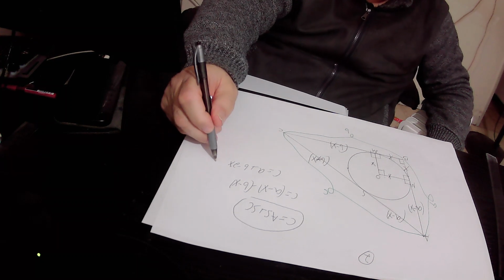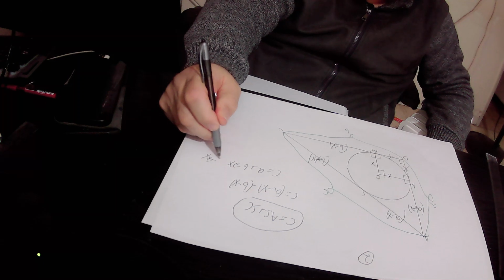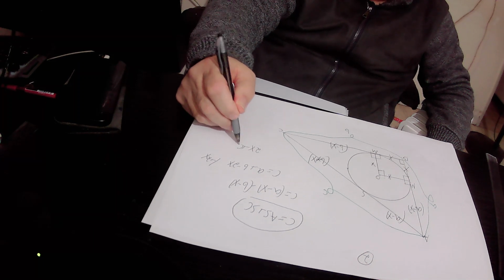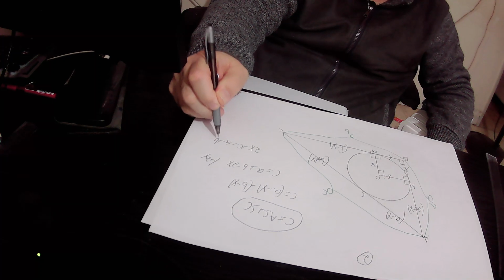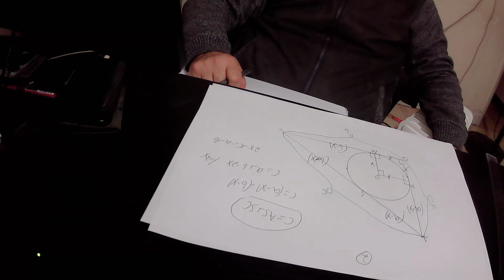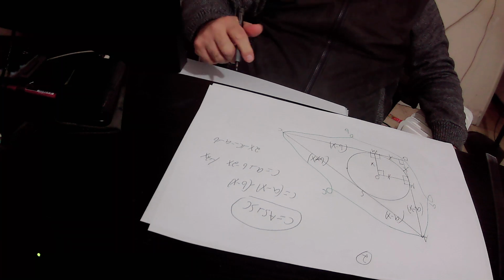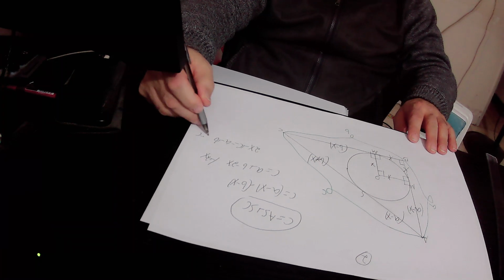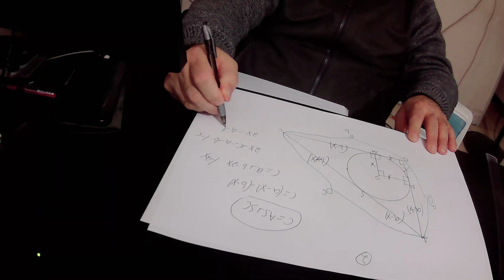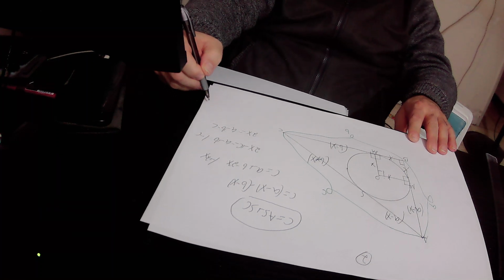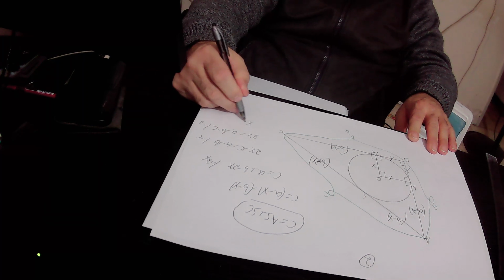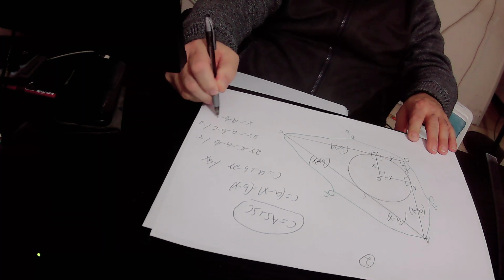Here we will add 2X to this equation, and we get that 2X plus C equals A plus B. We subtract C from this equation and we get that 2X equals A plus B minus C. We divide this equation by 2 and finally we get that X equals A plus B minus C over 2.